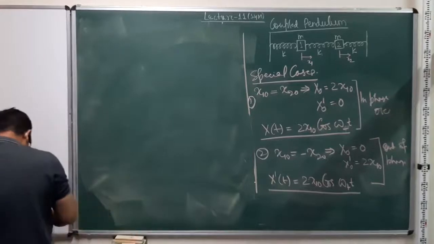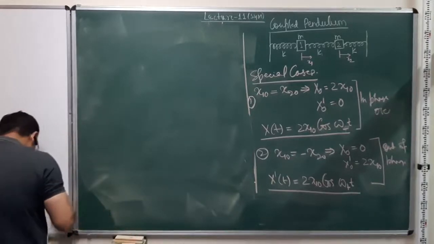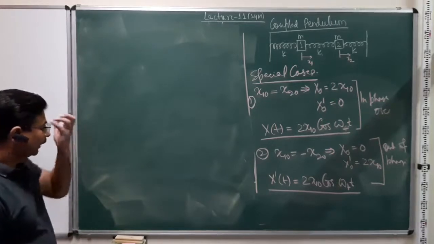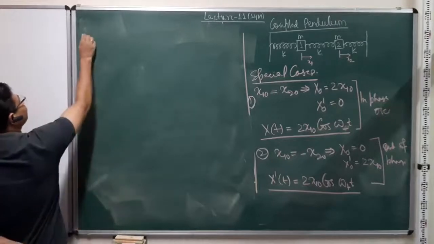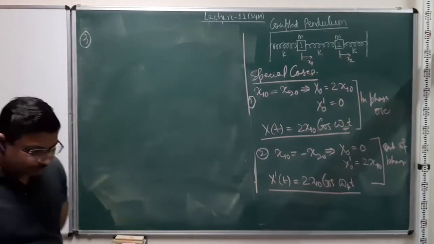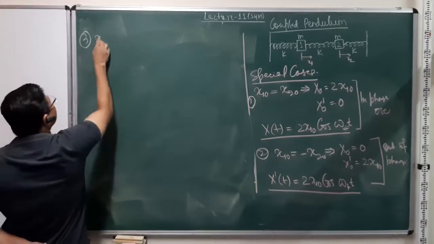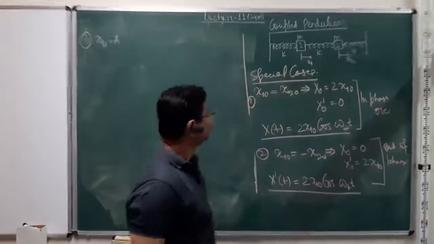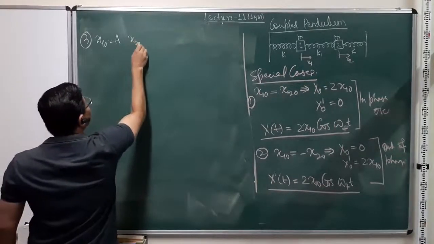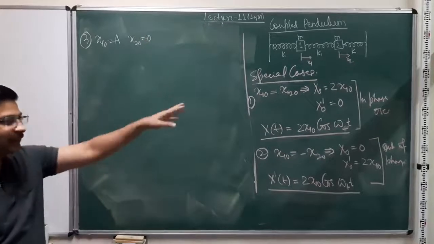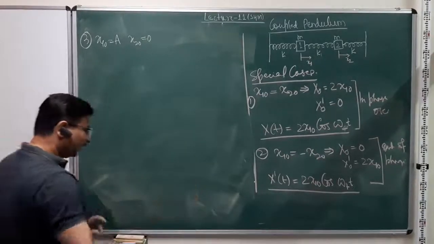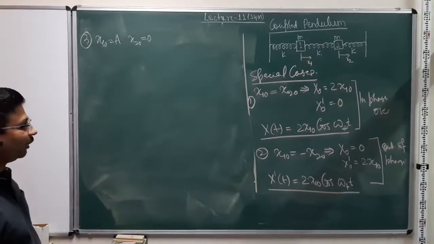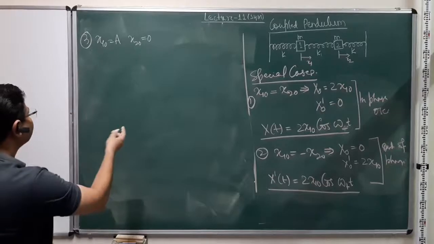An interesting third case can also be seen, which is again related to the initial conditions. The third case could be that x10 is a, so let's say we have displaced this mass by some amount, whereas x20 is simply 0. So we are not displacing the other mass. One oscillator is at the equilibrium position initially at t equal to 0, and another one is displaced by a certain amount. So then how do the solutions look?